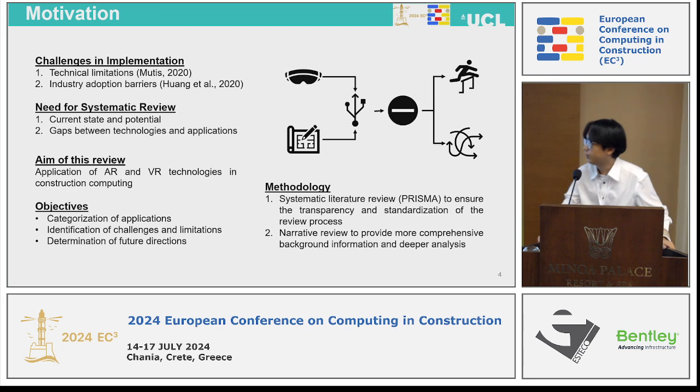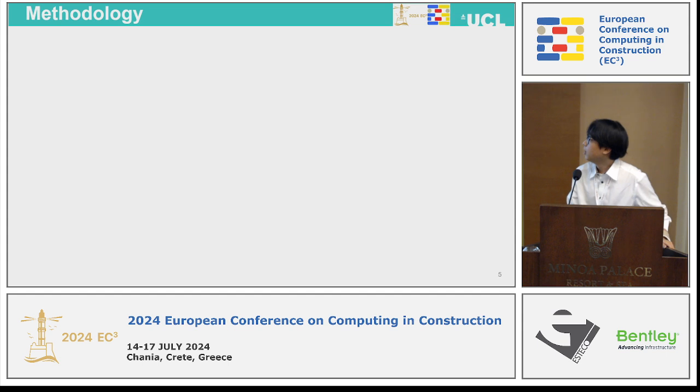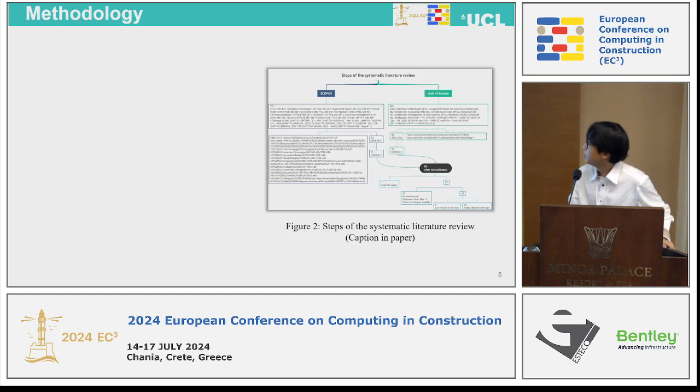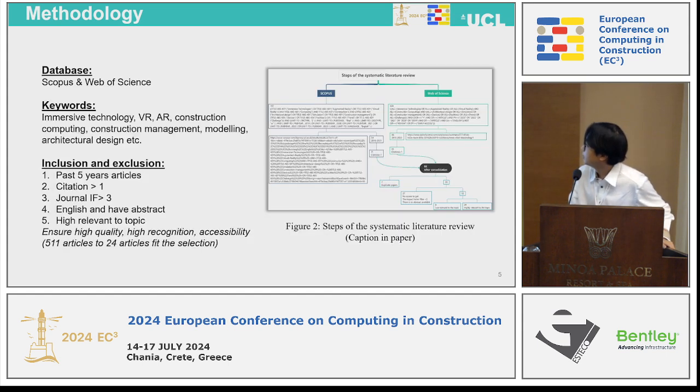So to achieve this, we use PRISMA, also known as systematic literature review, to ensure the transparency and standardization of the review process. And also we use the narrative review to provide more comprehensive background information and deeper analysis. So at first, the PRISMA: we do the steps of systematic review shown in Figure 2.